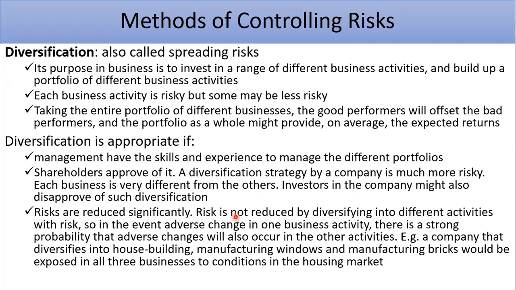Okay, if you can't do that, then allow the investors themselves to decide where to put their investment, where to diversify into. Okay. Now, risk is not reduced by diversifying into different activities with the same risk. So if there's an adverse change in one business activity, there's a strong probability that adverse changes will also occur in the other activities, especially if these business activities are not too different, or if these businesses are within the same industry.